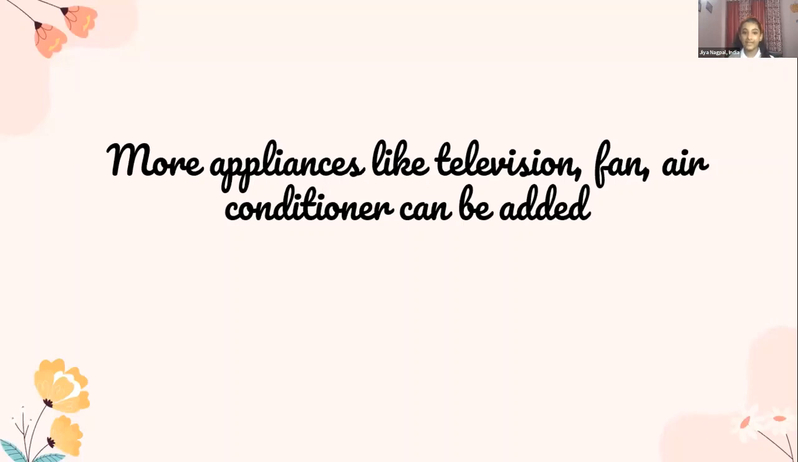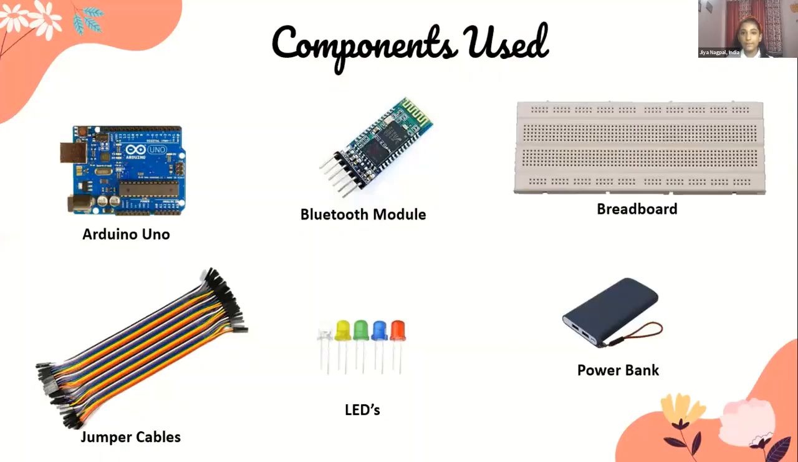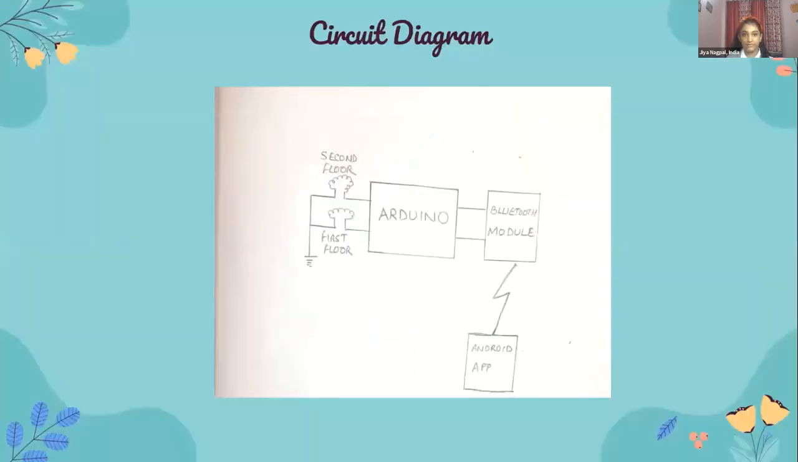I have added LEDs only. More appliances like television, fan, air conditioner, etc. can be added. These are the components that I have used: Arduino Uno, Bluetooth module, breadboard, jumper cable, and LEDs. I have used a power bank to power the Arduino. This is the circuit diagram.